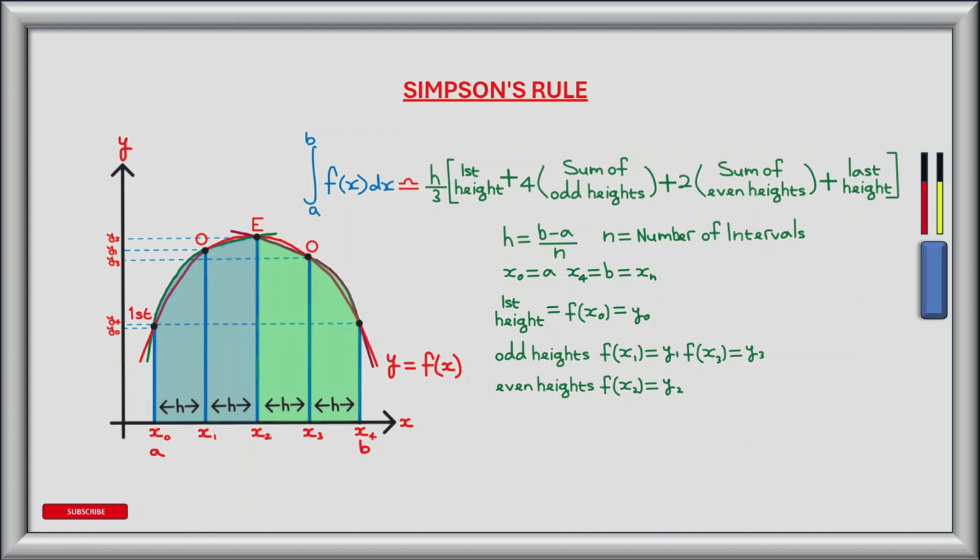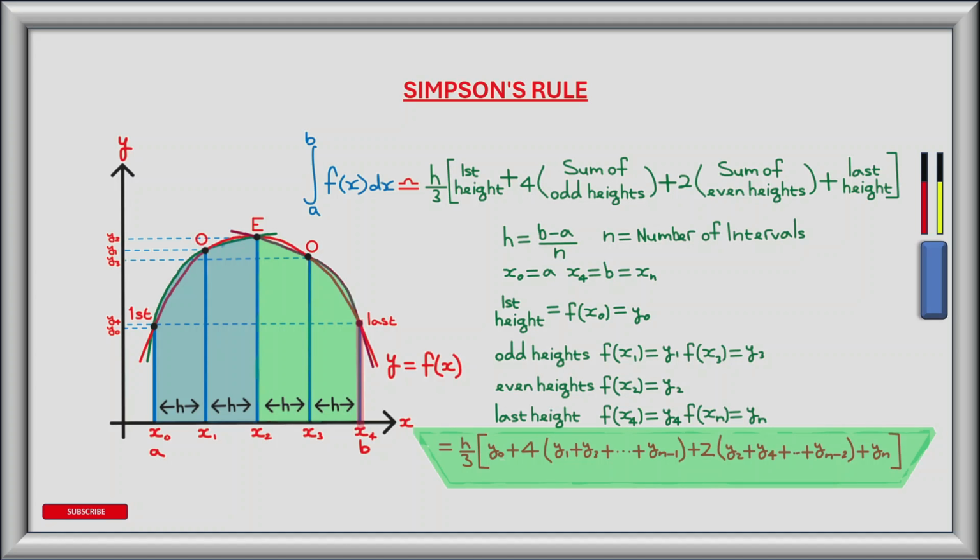Let's look at what is meant by even heights in the equation. y2 shown here and marked with an E is an even height, as the number suggests, and can be obtained by evaluating the function at x2. Finally, y4 in our example is the last height referred to in the equation of Simpson's rule, shown here, and is also referred to as yn. It's obtained by evaluating the function at xn, or in this case, x4, which is the end of the defined interval.